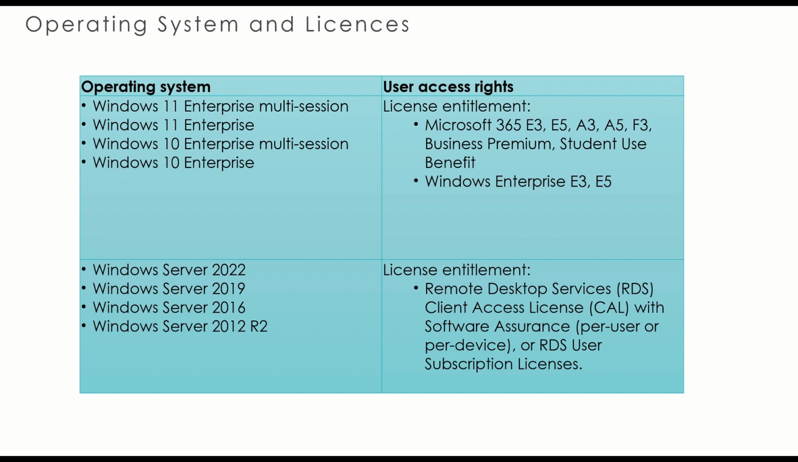On the right, you have the licensing prerequisites. Minimum prerequisite is Business Premium. You can also license it with Windows Enterprise E3 and E5. And if you're looking at licensing it through a server model, there are the relevant RDS CALs available on a per user or per device basis.